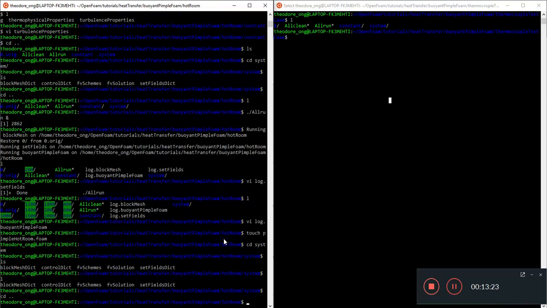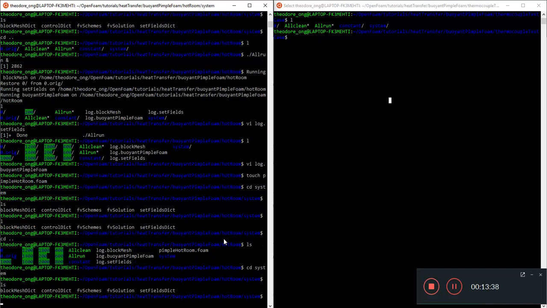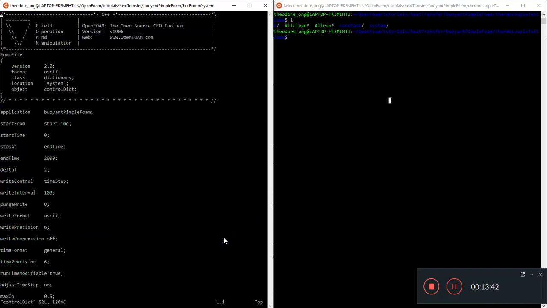Yeah, and that's all for the hotRoom. It's not very interesting after that. The input files are more or less the same, and that's all we need to know. Of course, as with all transient cases, we can look at the controlDict to see what the deltaT is. And in this case, the deltaT is huge. It's like 2 seconds. And that's why it calculates so quickly.